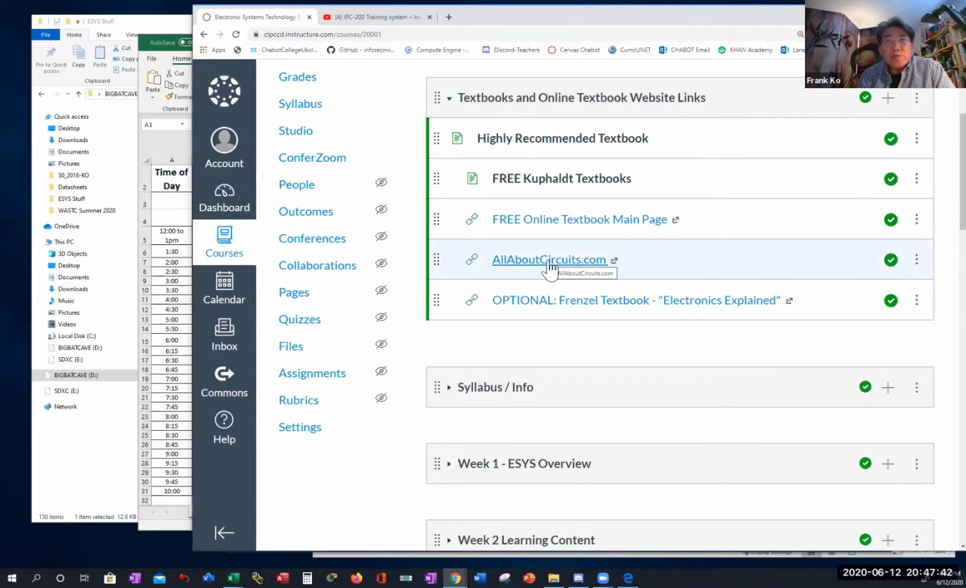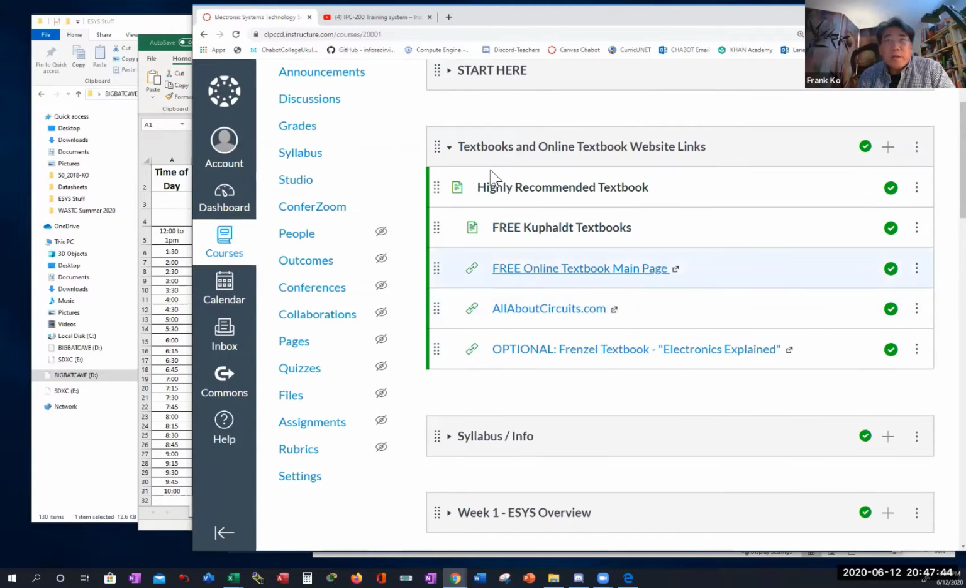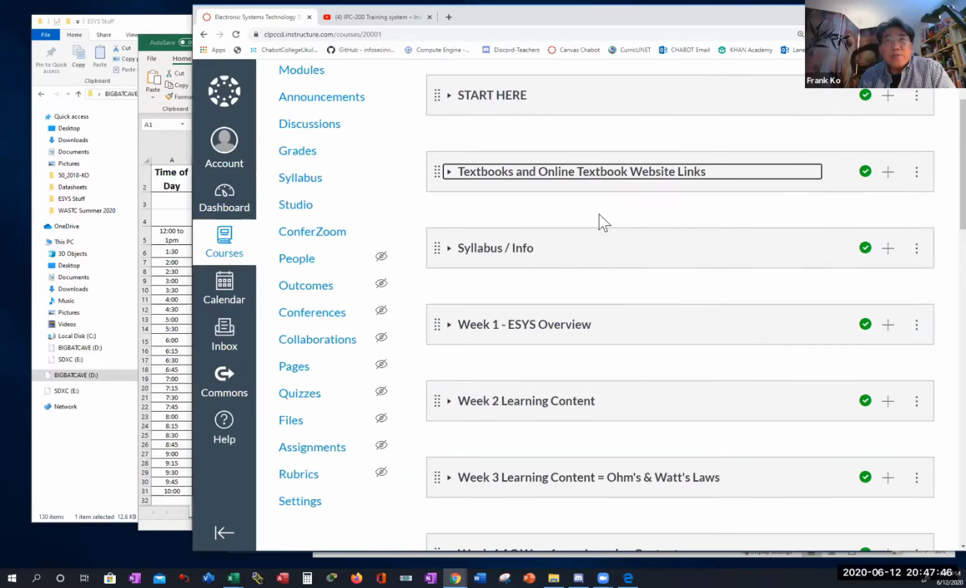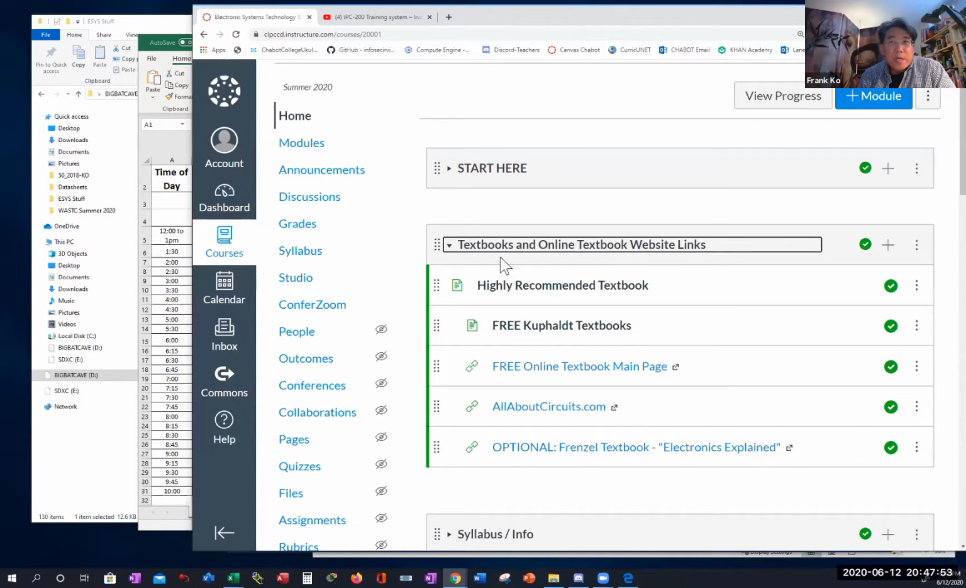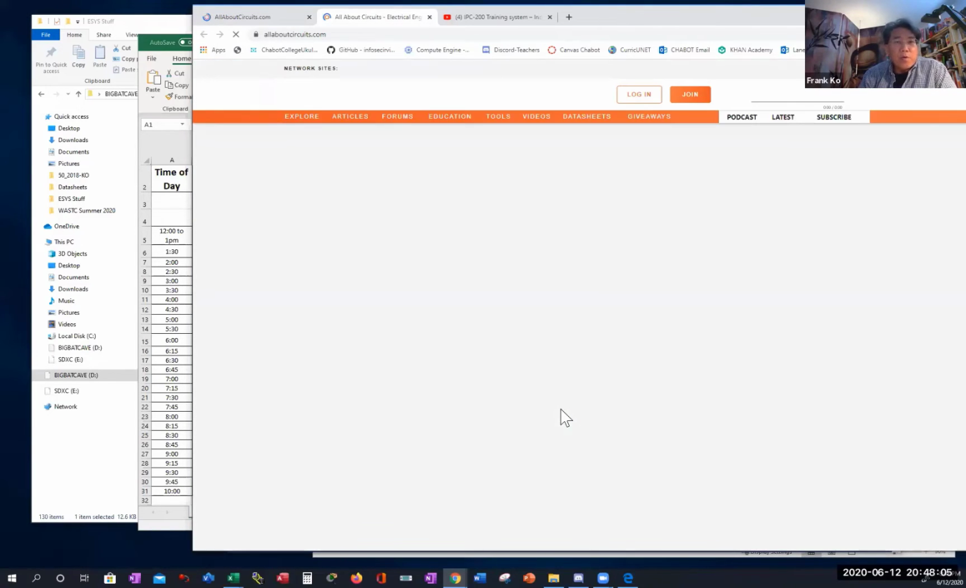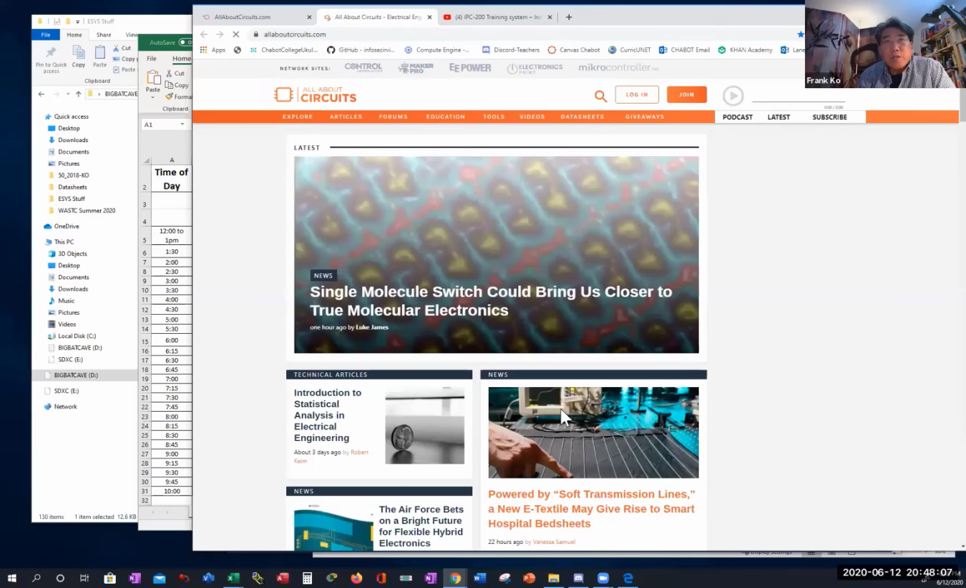Okay, allaboutcircuits.com. This is at the top of our Canvas. Right below Start here, you open up the textbook and web links. And by opening this up, our free online textbooks are here. The optional, the highly recommended textbook is here. But right here is a link, All About Circuits. And All About Circuits is a free site loaded with all kinds of wonderful information.